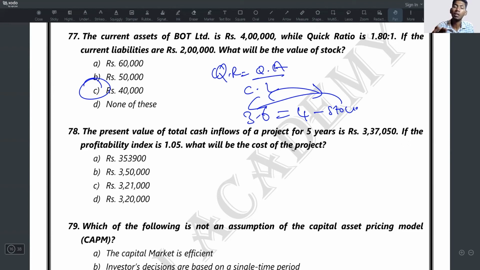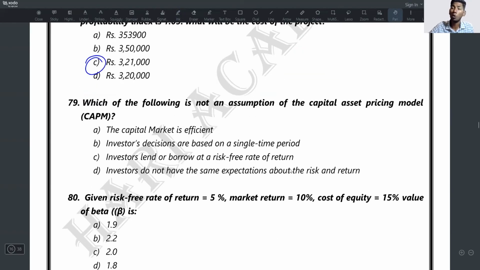So initial investment is equal to 3,37,050 divided by 1.05. You will get the value, which is 3,21,000. Option C is the right option. So you must have a clear idea of the formula and how to implement it.